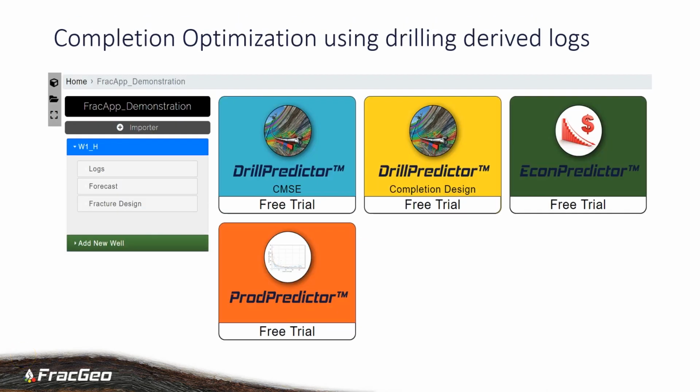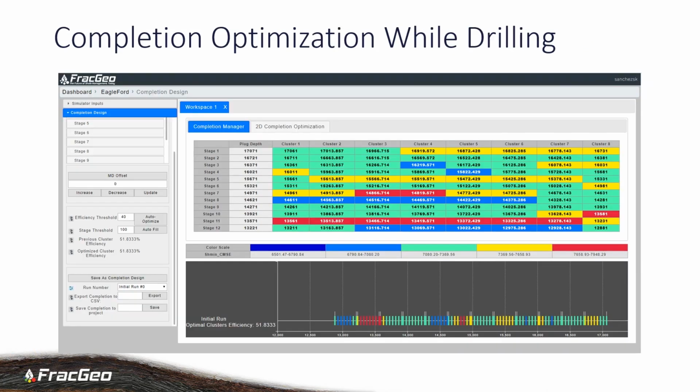Moving on to the next module of the workflow, which is the completion design. So once we have the geomechanical properties along the wellbore, we then use them as reference logs in the next step to optimize the completion design. So we initially start by designing a geometric design based on the limited entry technique, which results in an initial cluster efficiency of 52% in this case.